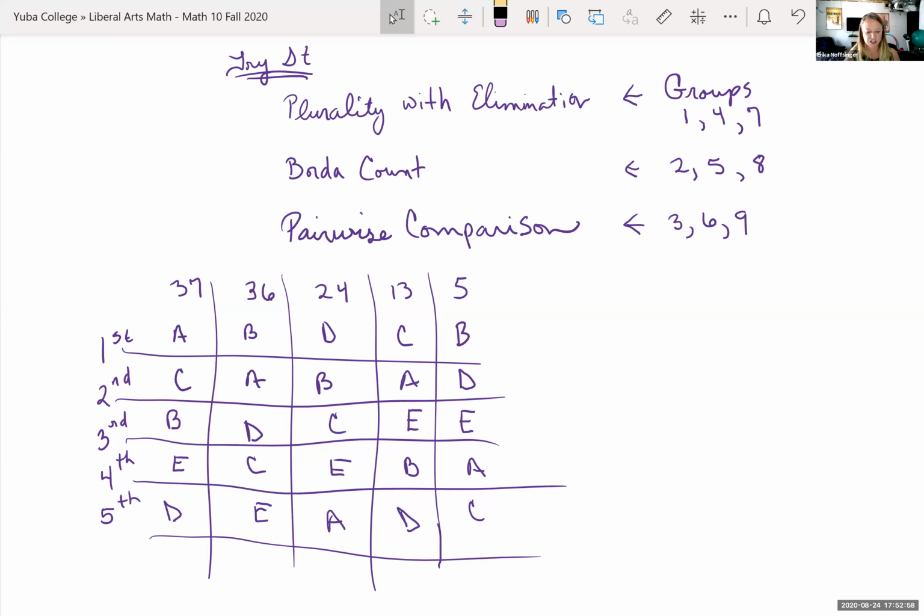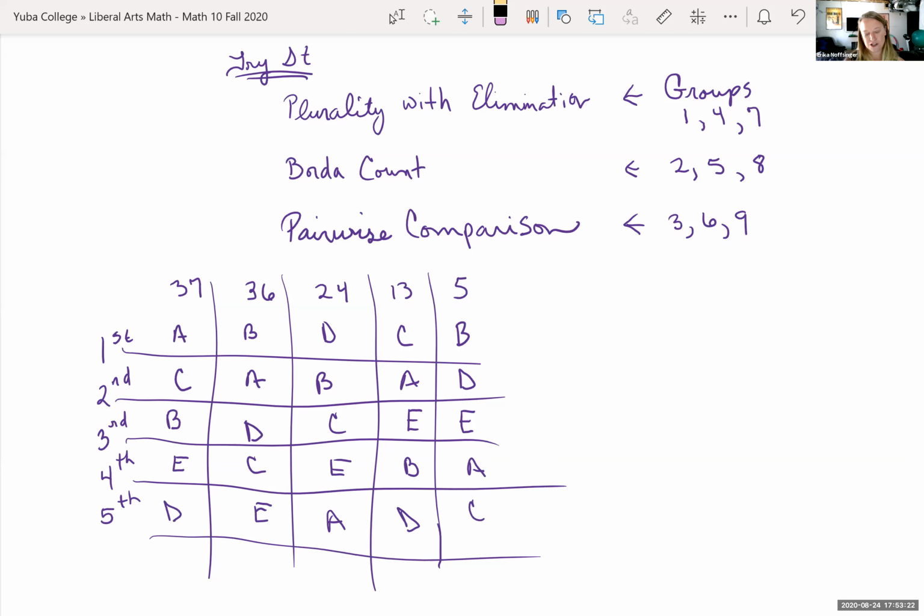Okay, so we're looking at a try it now where students are going to break into groups in the breakout rooms. Groups 1, 4, and 7 are going to try to see who wins the election using the plurality with elimination. Groups 2, 5, and 8, when you're in there, you're going to use the Borda Count Method. And groups 3, 6, and 9 are going to use the Pairwise Comparison.